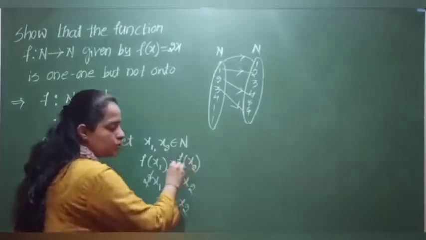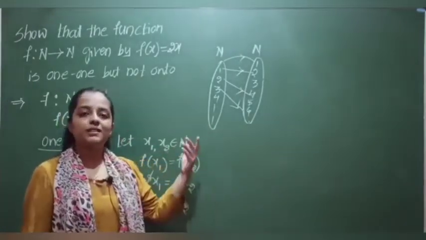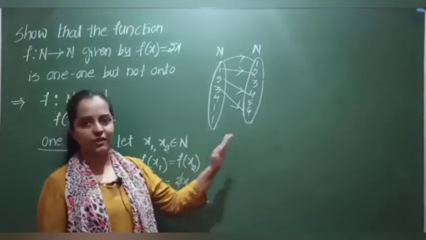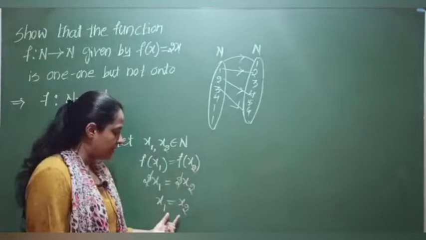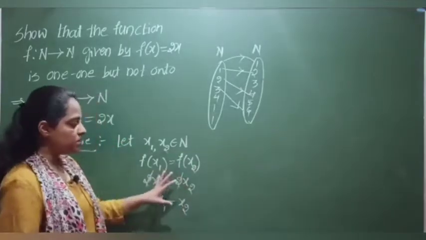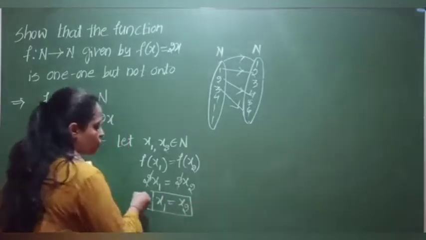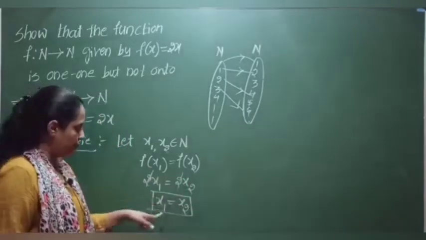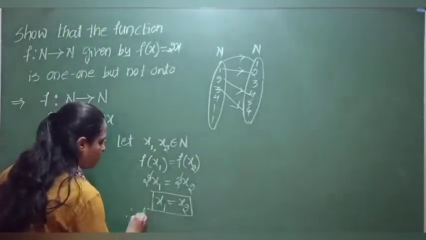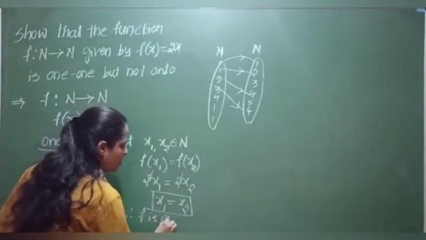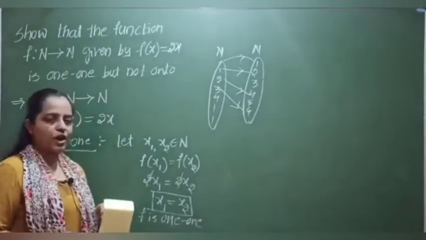So we prove it by the contrapositive method, right? If x1 is not equal to x2, then f of x1 is not equal to f of x2. But if f of x1 equals f of x2, meaning x1 equals x2, right? So this is a 1-1 function. Like this, mathematically we have to show that f of x1 equals f of x2 implies x1 equals x2. Therefore function f is a 1-1 function. Hope you are all understanding this.